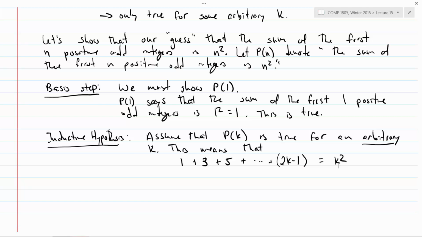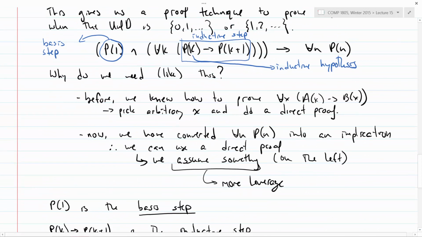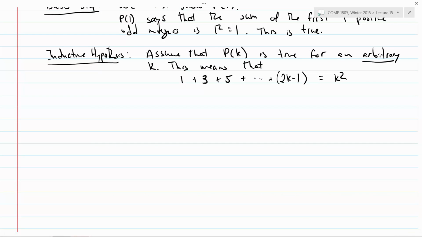You're allowed to assume it because you're trying to do a direct proof of an implication. And when you do a direct proof of an implication, you assume the thing on the left is true, and you show the thing on the right is true. All right, so now that we have that, we do our actual inductive step now. So we, again, label that.